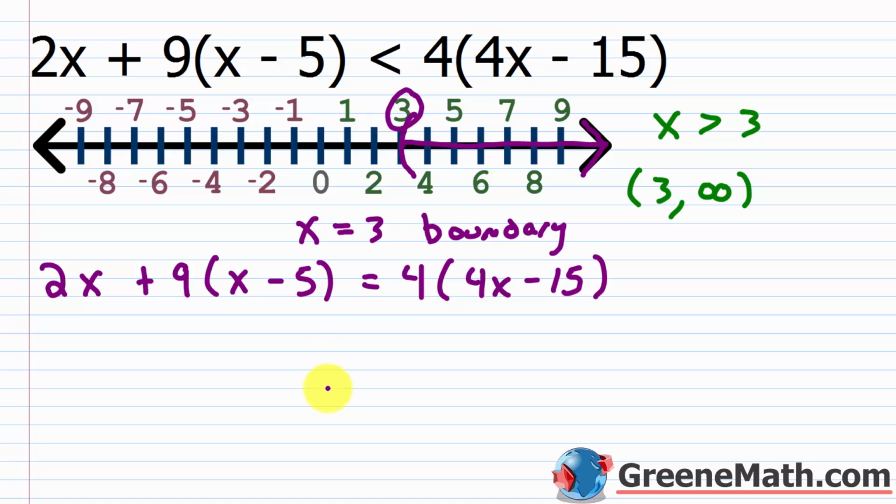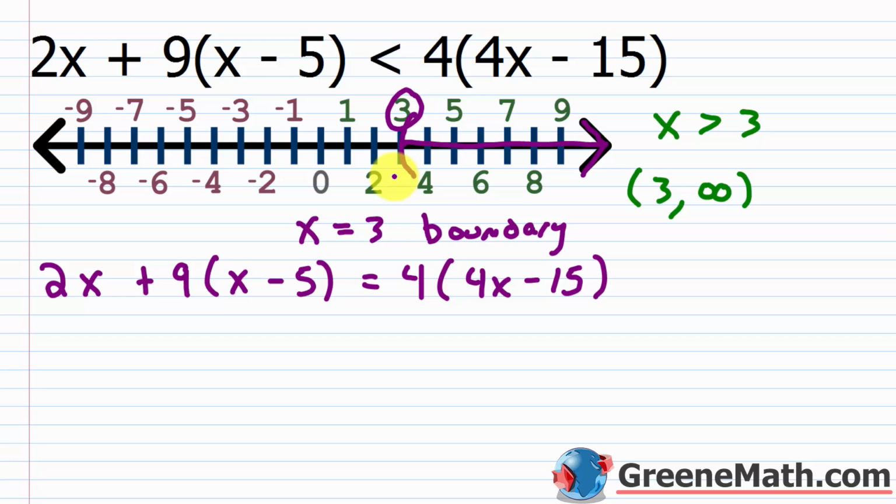3 is included for a non-strict inequality, but not included for a strict inequality. So in other words, if I change this to a less than or equal to, this would become a greater than or equal to, and this guy would be included. I'd have a bracket there. But because we had a strict inequality there, it's not included, and so it's part of the non-solution region, okay? But it's still considered the boundary because it separates the two.